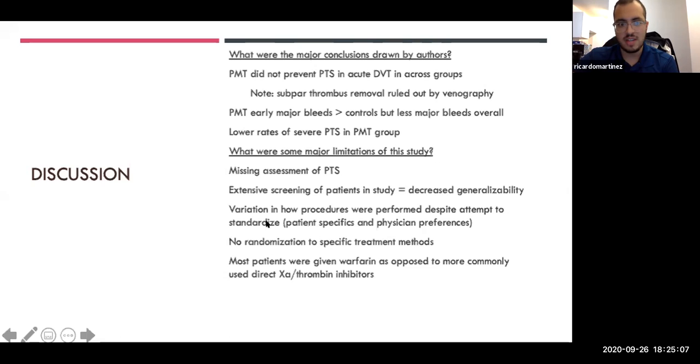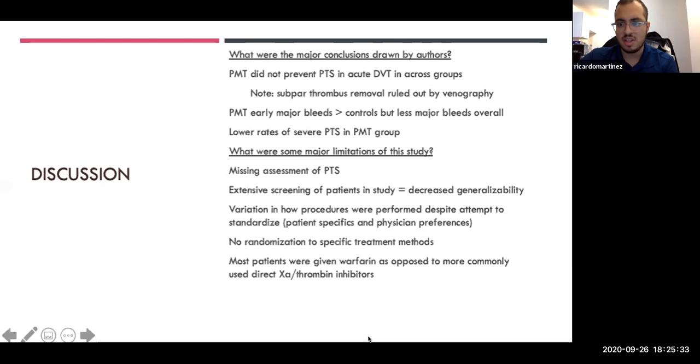And then also, like you guys said, the variation in how the procedures were performed. Even though they tried to standardize these, there's always the intrinsic patient specifics and also physician preferences that could affect the outcome of the procedure. And like Austin mentioned just now, there's no randomization to specific treatment methods, and that's something that is going to have to be studied later on.